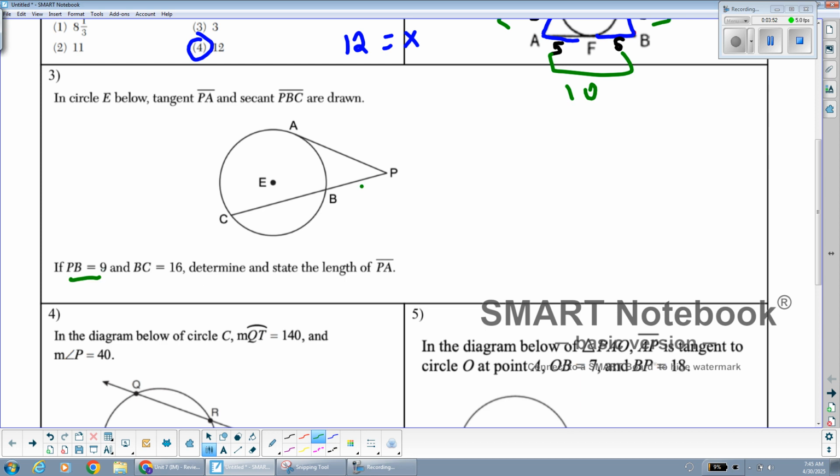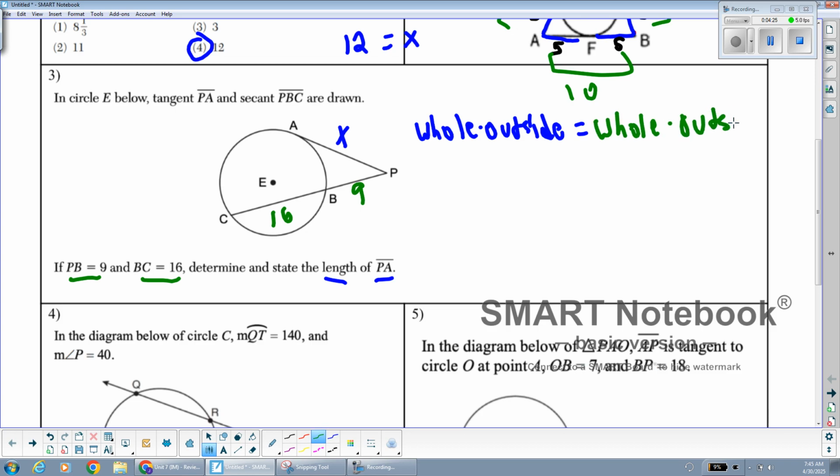They tell us that PB is 9 and that BC is 16. So already I see we have information about segment lengths. And we need to find the length of PA. So we're finding a segment length. So we're going to be using our theorem for lengths of outside segments. And that is whole times outside of one segment equals whole times outside of the other segment. So let's start with the tangent.